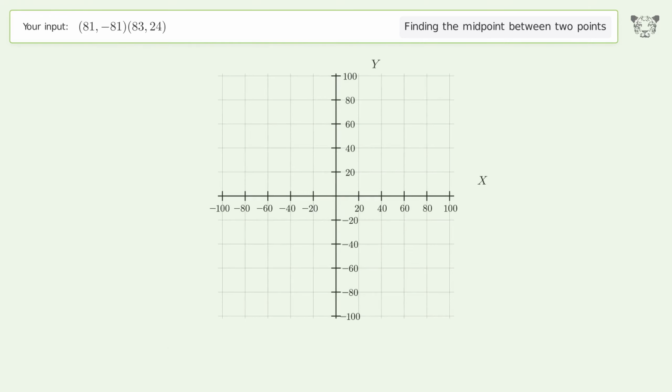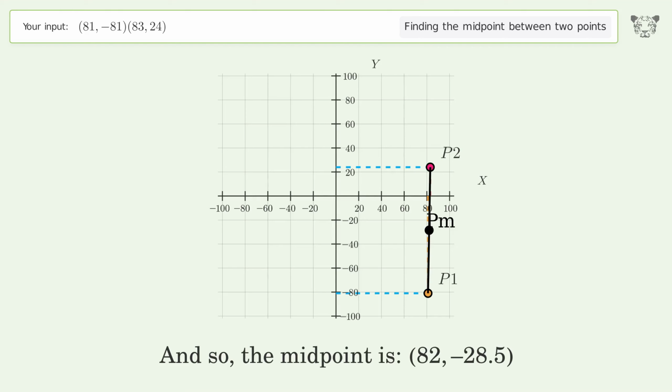And so, the midpoint is 82, negative 28.5.